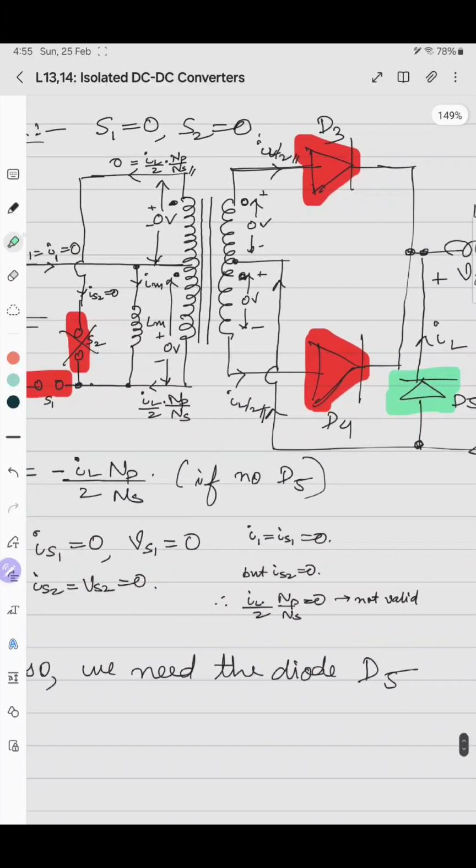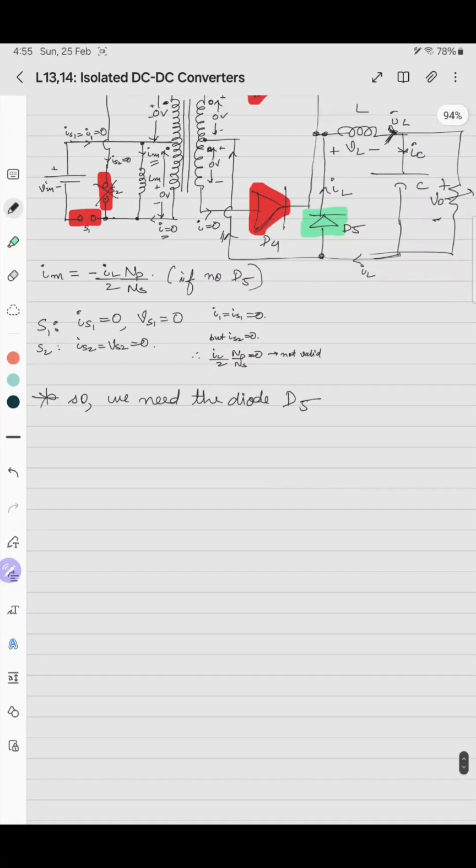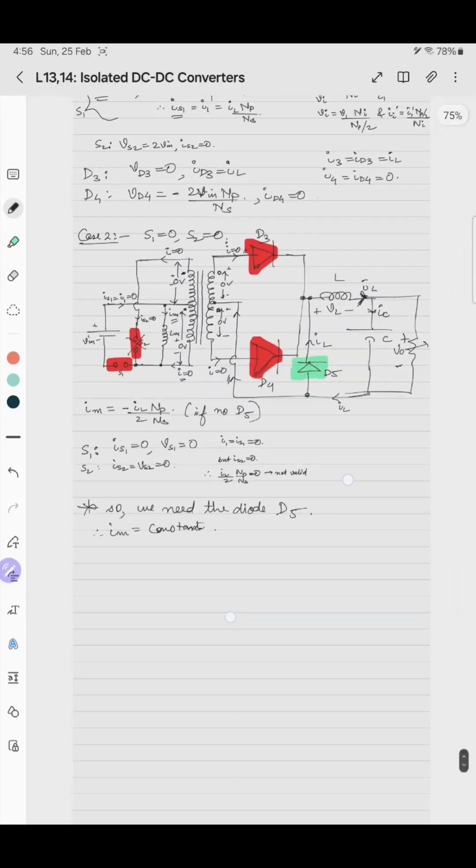So what happens is, I will again erase this and write here 0 current flowing. So here I will be 0. And here this I will be 0. So basically what happens is, as there is no current here, there is no path for this IM to fall. So IM is constant momentarily. So therefore IM is constant, as there is no path to flow.